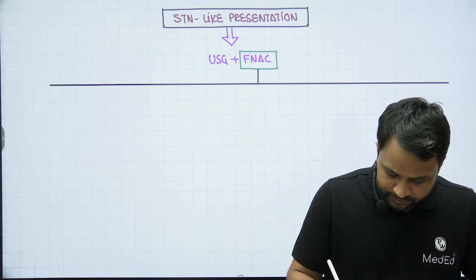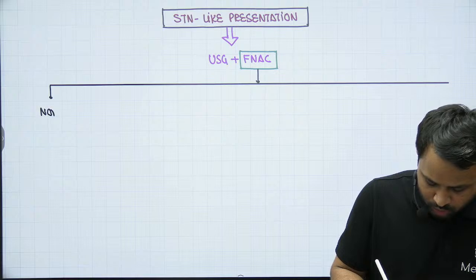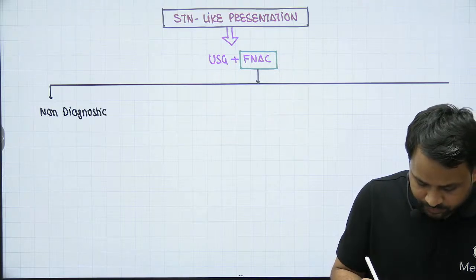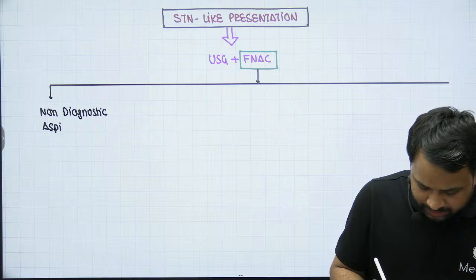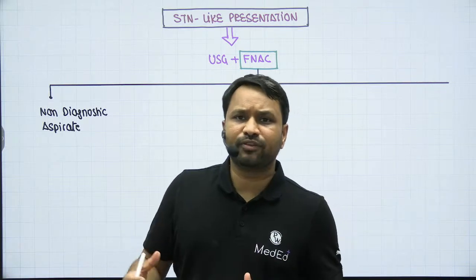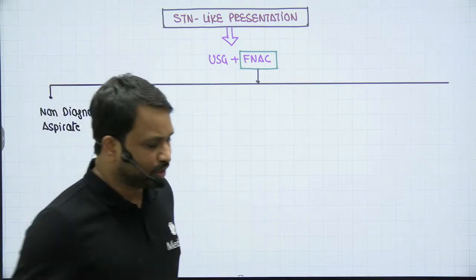So when you do an FNAC, the first probability that you can get is a non-diagnostic aspirate. That means you put a needle in, you're not able to get enough yield, and you're not able to diagnose the particular lesion that you have looked into.